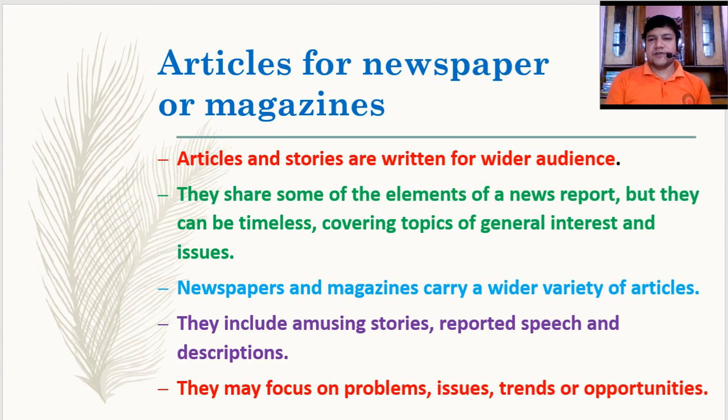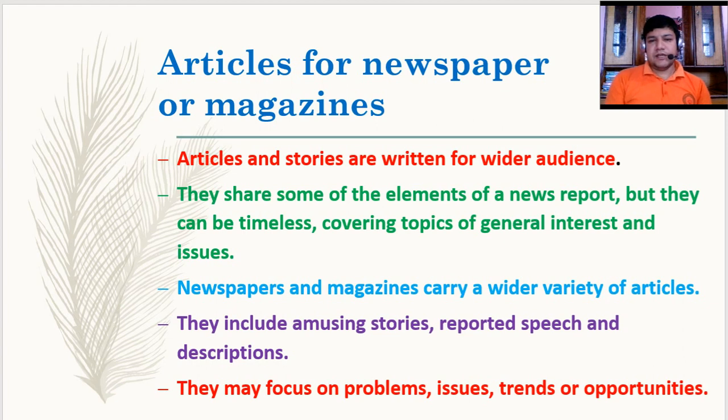Articles and stories are written for a wider audience. These articles share some of the elements of a news report. Some features are similar in the sense that they also include the answers to the 5W and 1H questions. But the major difference is that article writers are free to put forward their views, opinions, or arguments. In news reports, they are not free to do so.